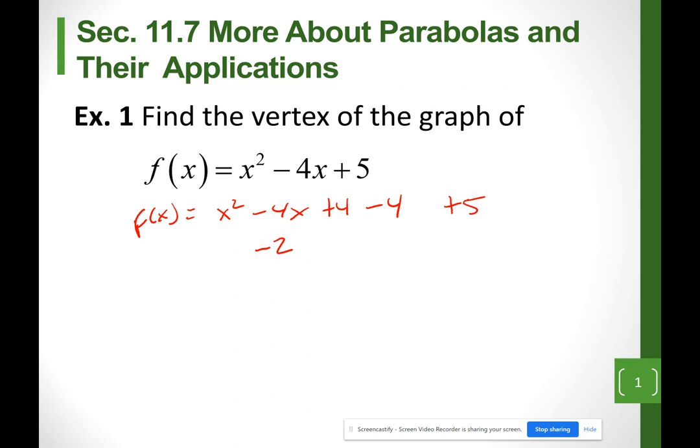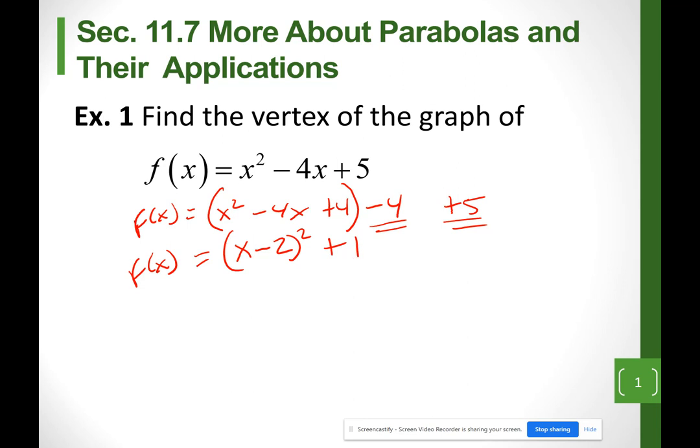By adding a 4 and subtracting a 4, technically I don't change the values. But the reason why I did that is, when I look at this, x squared minus 4x plus 4, if I was to factor it, that would give me x minus 2 squared. So I have that f of x is x minus 2 squared. That's what gives me the parentheses, right? I completed the square. Now, outside of the parentheses, I have a negative 4 plus 5. So that gives me plus 1.